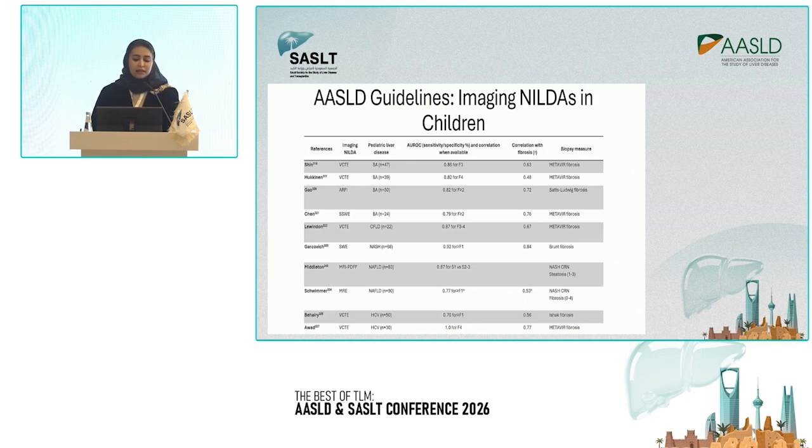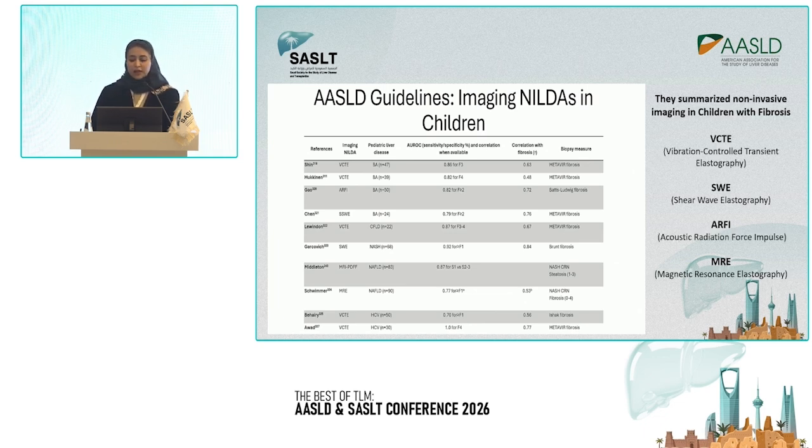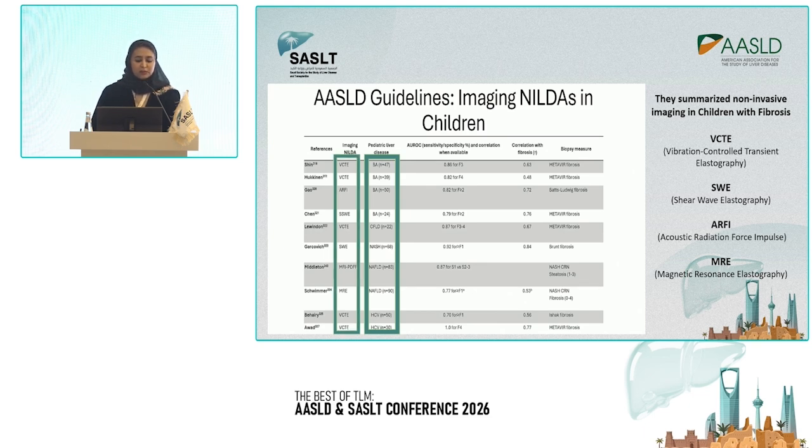AASLD does have guidelines in pediatrics, and they summarize non-invasive imaging in children with fibrosis with different modalities of FibroScan. So here we can see the different diseases like biliary atresia, NASH, or hepatitis C virus. They use different modalities of the FibroScan, and all of them have a good result with good diagnostic value, around 0.8 to 0.9.